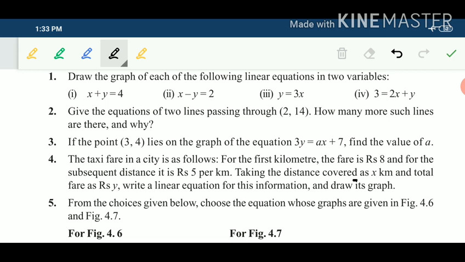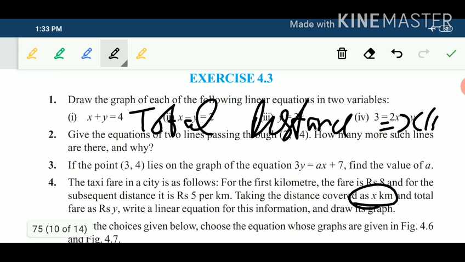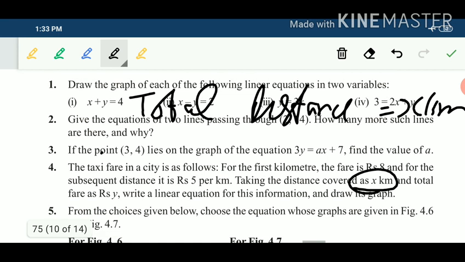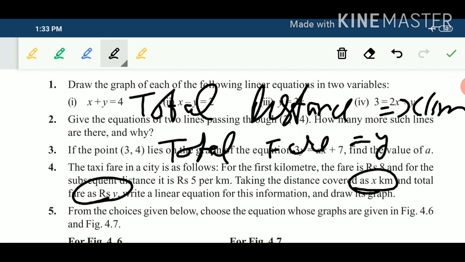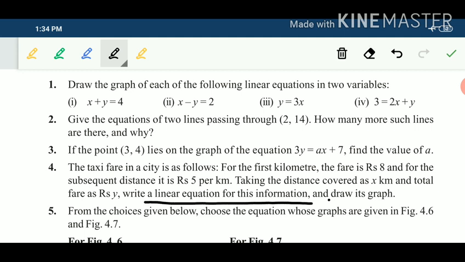Taking the distance covered as x kilometers. Total distance is given, that is x kilometers, and the total fare is given, that is y rupees. So what is the total fare? Total fare is the rupees for the total distance. For the distance, charges are given. So first we have to write a linear equation for this information and draw it through a graph.